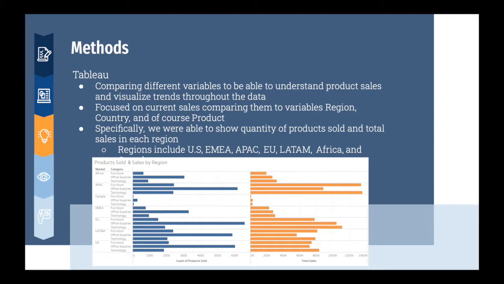However, when compared to total sales, you can see furniture and technology lead sales over office supplies in APAC and have similar sales across many other different regions. This is exactly why we use Tableau to see the different trends from not only just the amount of products sold, but for total sales, as they can easily differ.